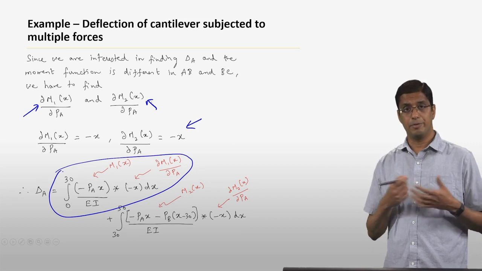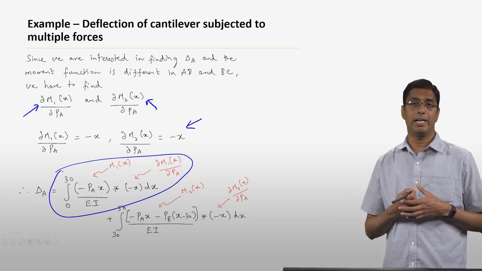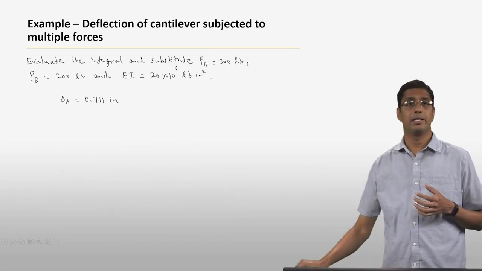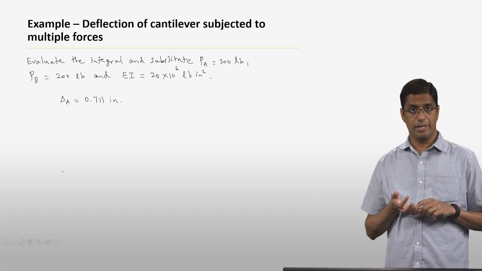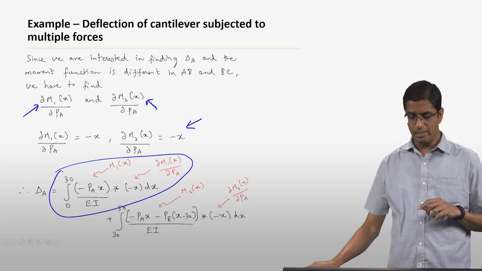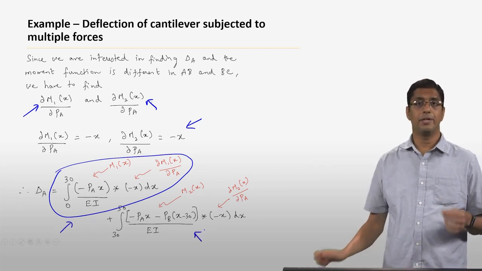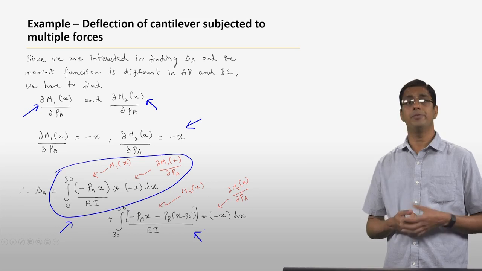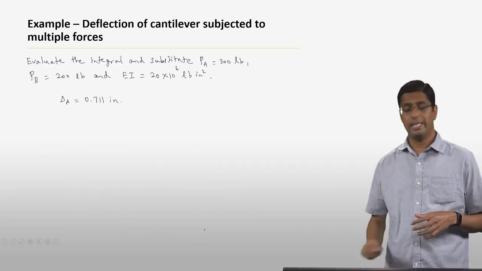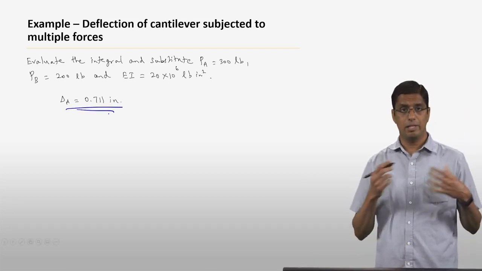Okay, and if you substitute these particular values of PA and PB, so effectively you know that PA is 300 pounds and PB is 200 pounds. So essentially you evaluate these two integrals, and then you substitute PA is 300 pounds and PB equal to 200 pounds, and that will help you get the numerical value for delta A. Okay, so that is how you find delta A.